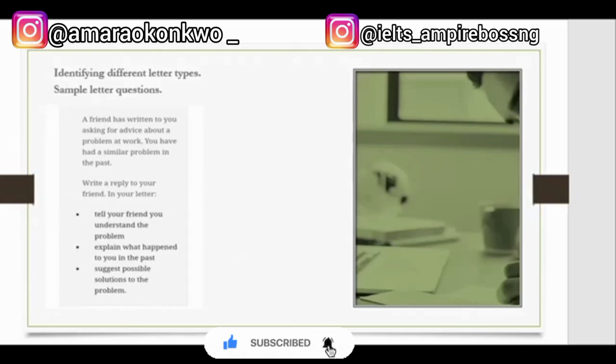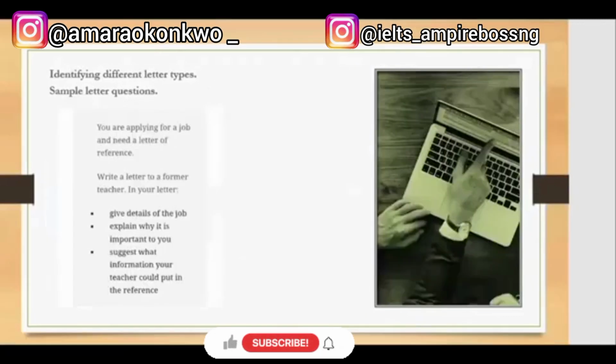Yes, definitely. So we're just identifying different types of letters. We're still going to show you how to write these letters. So which type of letter do you think this one is? You are applying for a job and need a letter of reference. Write a letter to a former teacher. In your letter, give details of the job, explain why it is important to you, suggest what information your teacher could put in the reference. What do you think? A former teacher.